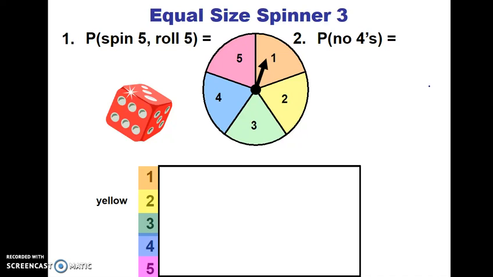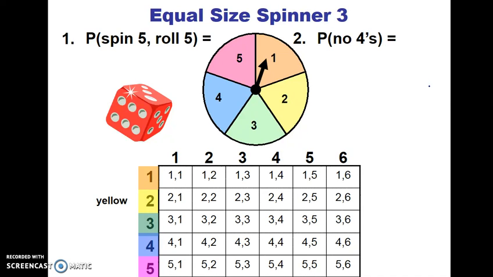So now you already have your table created. I had to recreate mine. Now try answering these 2 questions. So what's the probability that I will spin and land on 5 and roll and also land on 5?